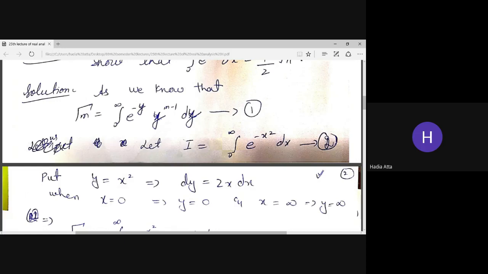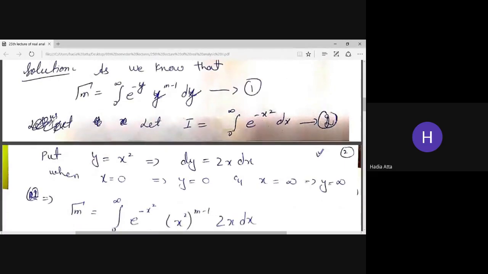That will become x is equal to y raised to the power 1 by 2. So if you want to differentiate that, you can easily differentiate that dy is equal to 2x dx. Okay, and if the limit is x is equal to 0, so y is equal to 0, and if x is equal to infinity, y is equal to infinity, you can easily see from here. So there is no change of limit, so from equation number 1.